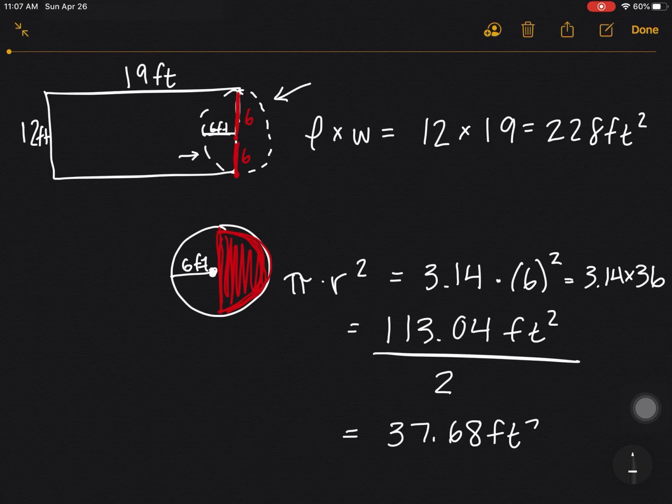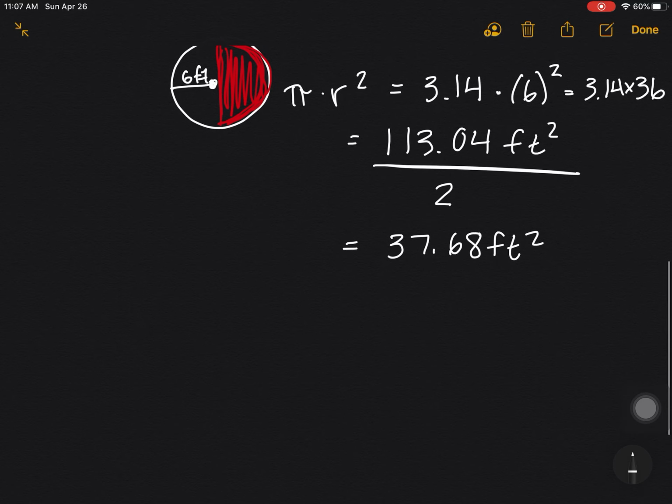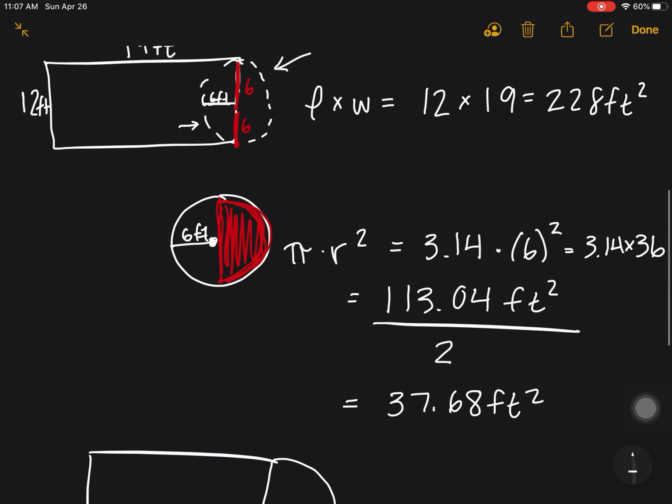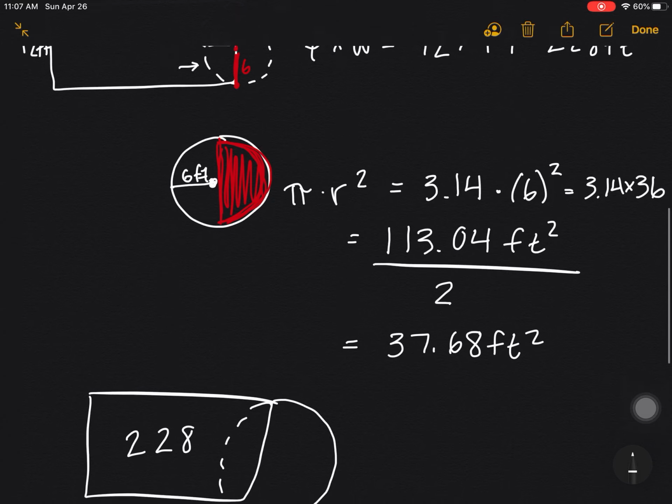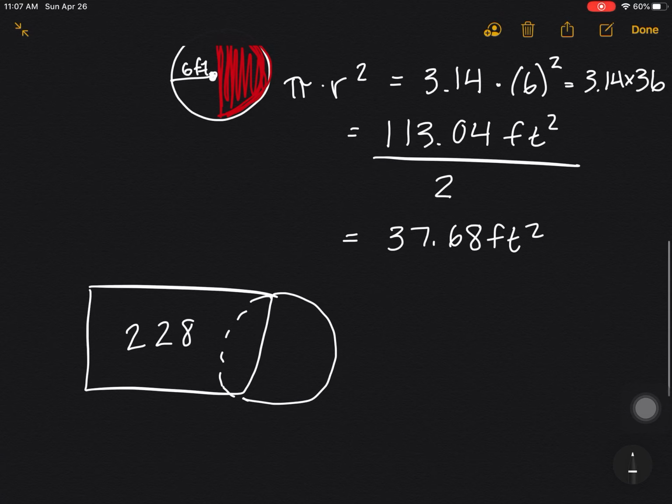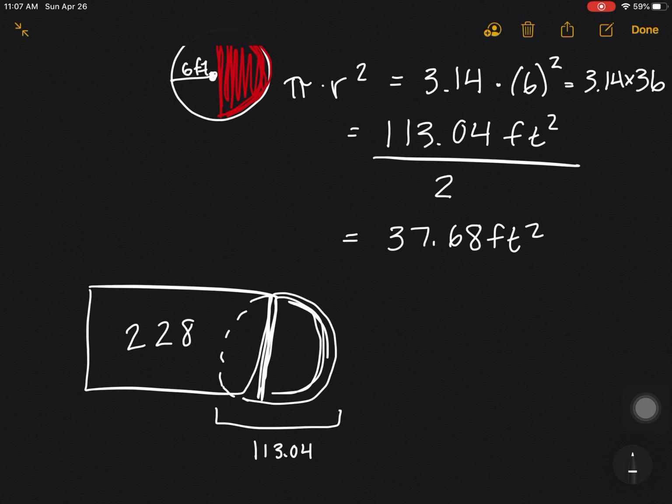37.68 feet squared. So let me draw this picture for you again and make sure that we're recognizing what parts of the circle and shape we have calculated. We found that this rectangular section was 228 feet squared. Remember, that included this top part of the circle. Then we found that the area of the entire circle was 113.04, but we took out half of that because we're only concerned about this section. So this top section was 37.68.